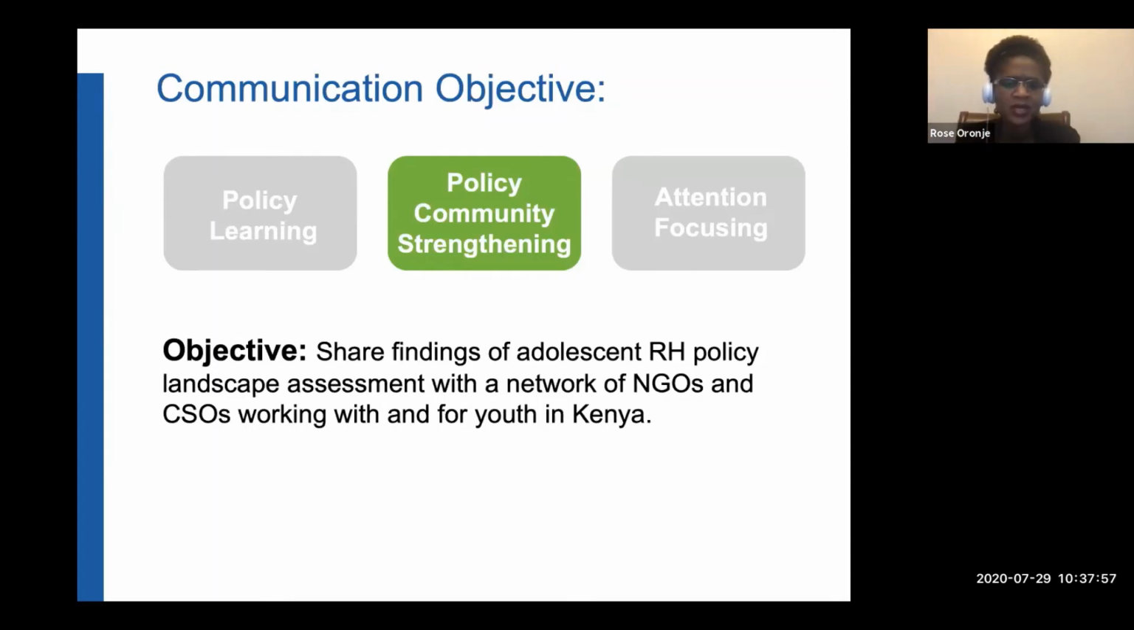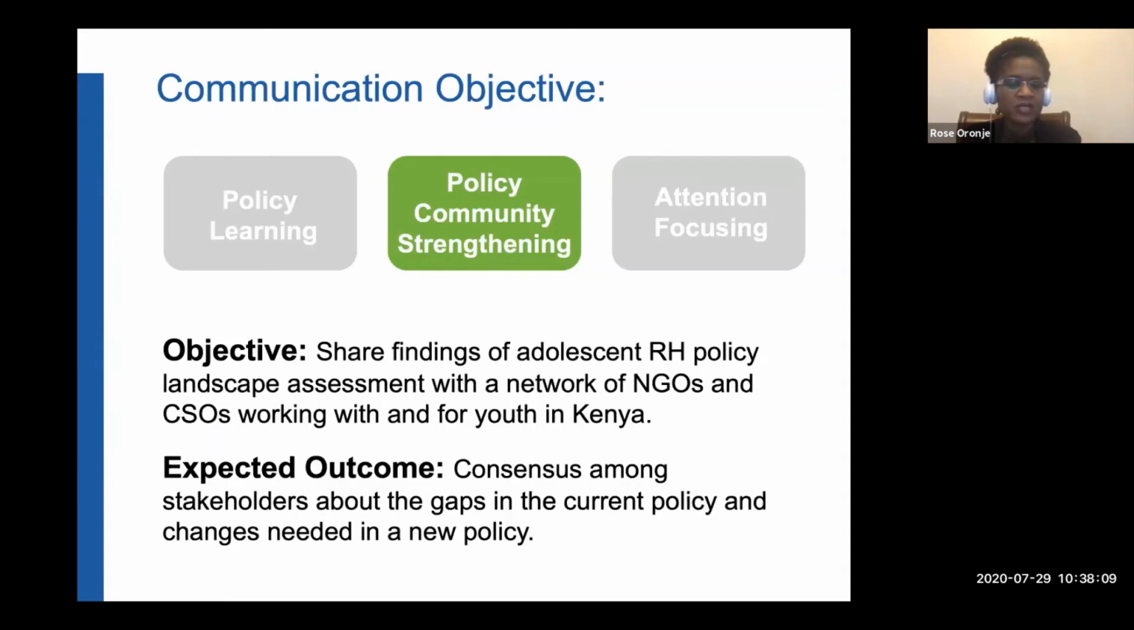An example here is to share findings of an adolescent reproductive health policy landscape assessment with a network of NGOs and CSOs working with and for youth in Kenya, again just to inform their messages. The expected outcome here is consensus among stakeholders about the gaps in the current policy, as well as changes needed in a new policy.